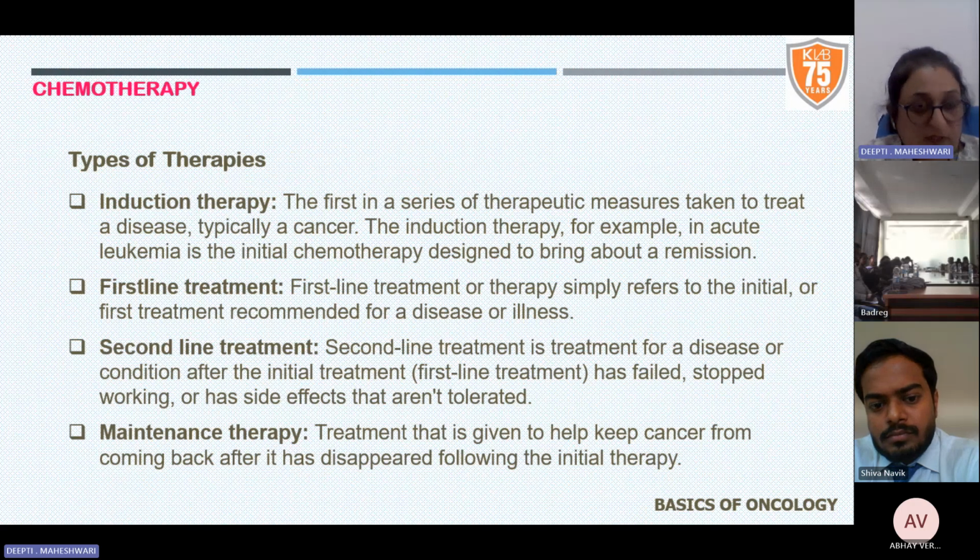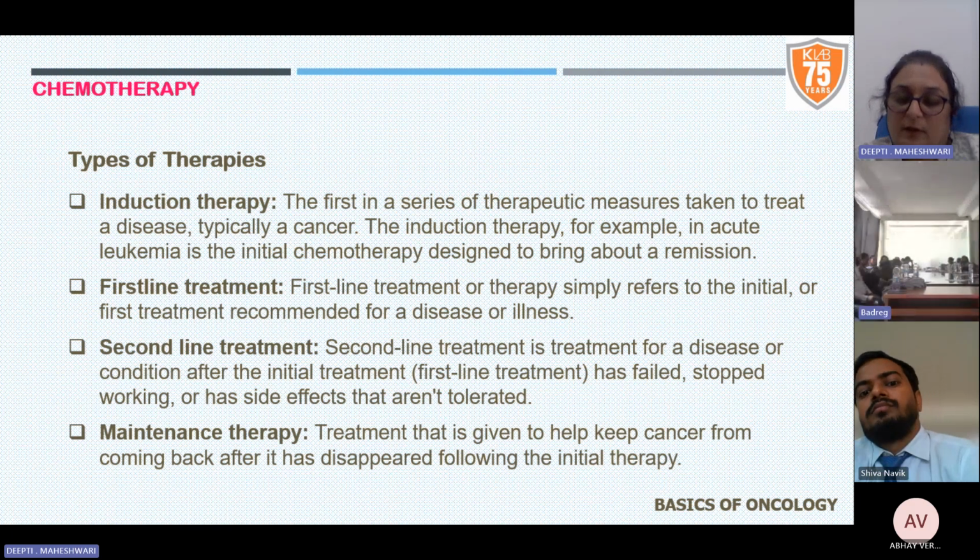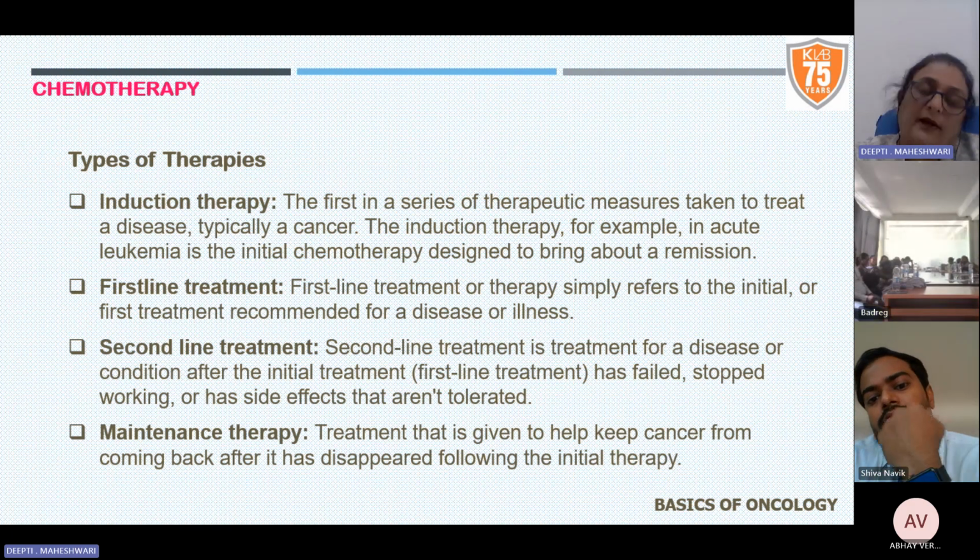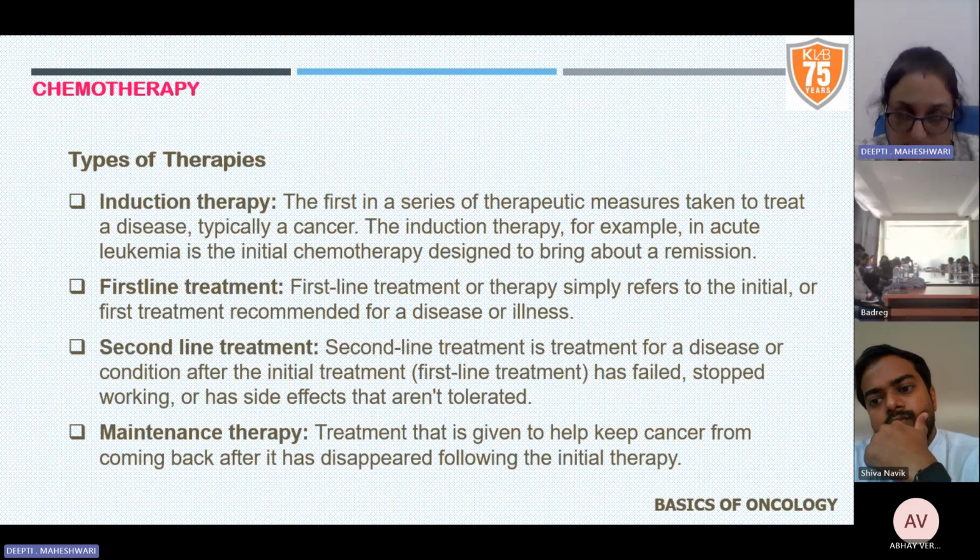Then what is first line treatment? First line treatment is basically the chemotherapy that you give to the patient for the first time, but the patient's disease is in the metastatic stage. Okay, what do you mean by metastatic stage? When the patient's primary tumor has gone and spread to some other organ.